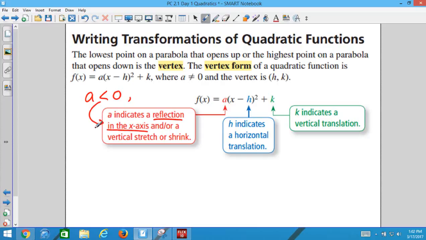If a is less than 0, you're going to write the words on your paper, reflection in the x-axis. You'll write those words that I just underlined. Now to tell if there's a stretch or a shrink, you're going to look at the absolute value of a. So we're not looking at the negative or positive, just the value of it. So if the absolute value of a is greater than 1, it is a vertical stretch.